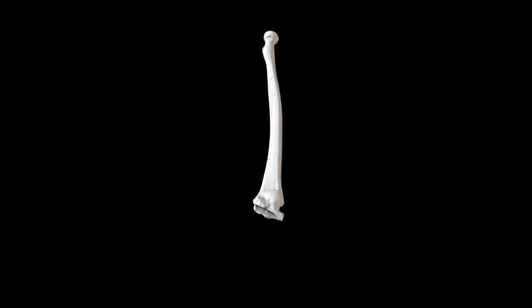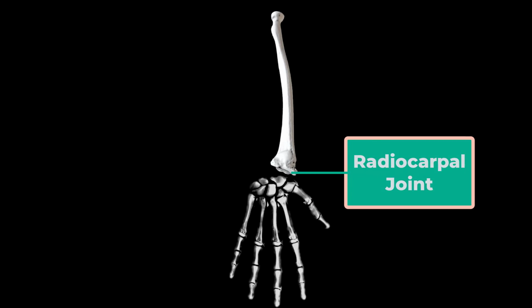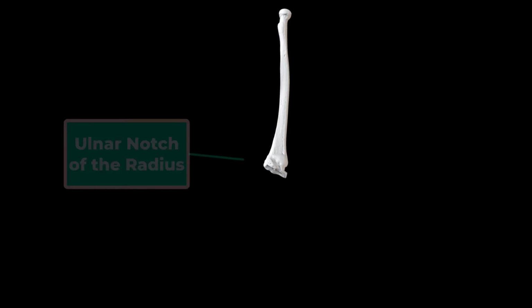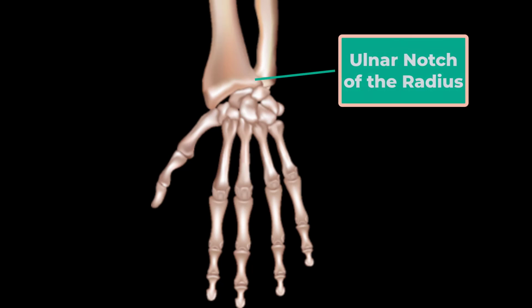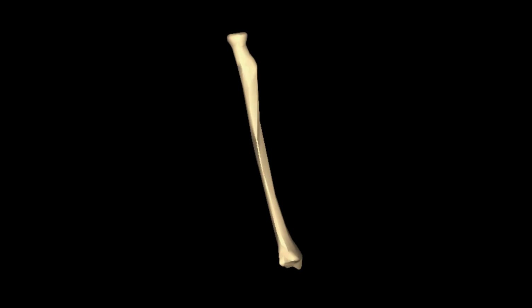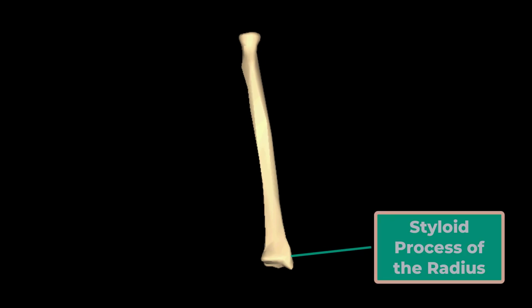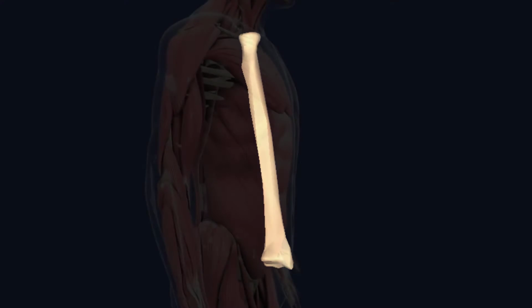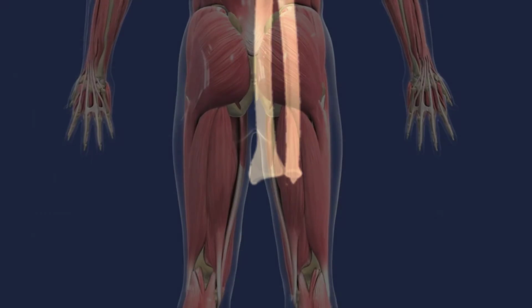The distal end of the radius has a smooth surface for articulation with two carpal bones to form the radiocarpal joint. On the medial side of the distal radius is the ulnar notch of the radius. This shallow depression articulates with the head of the ulna, which together form the distal radio-ulnar joint. The lateral end of the radius has a pointed projection called the styloid process of the radius. This provides attachment for ligaments that support the lateral side of the wrist joint.